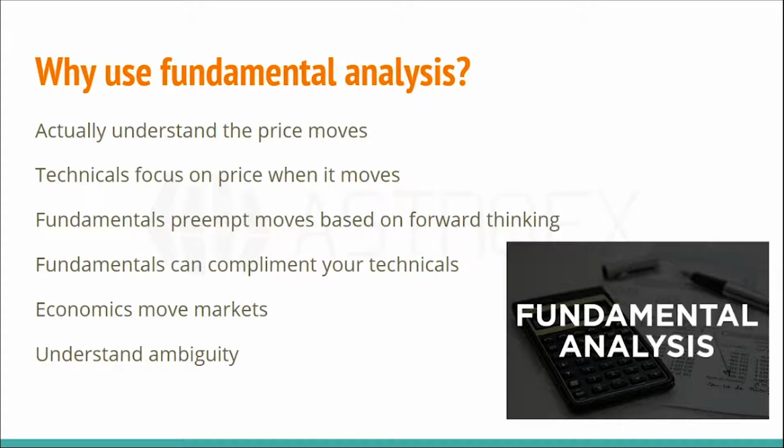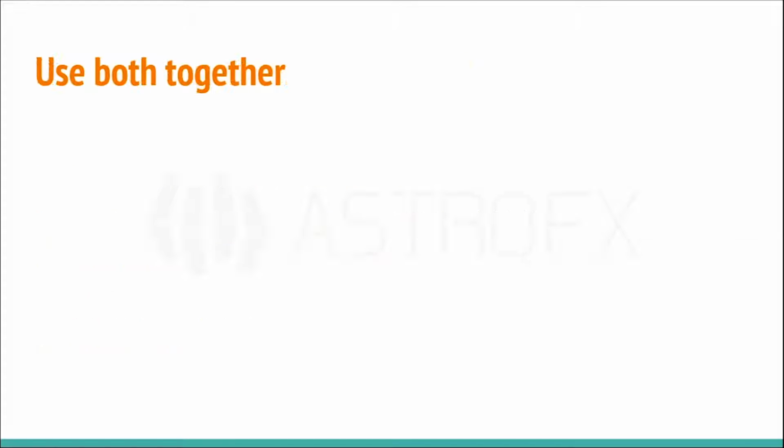Whereas on a chart you're just going to see the price move up and down and you're not really going to be sure why it is moving like that. You might be in a trade and all of a sudden you get dumped out and you're not sure why. This is it. Understanding ambiguity in trading comes from fundamental analysis.